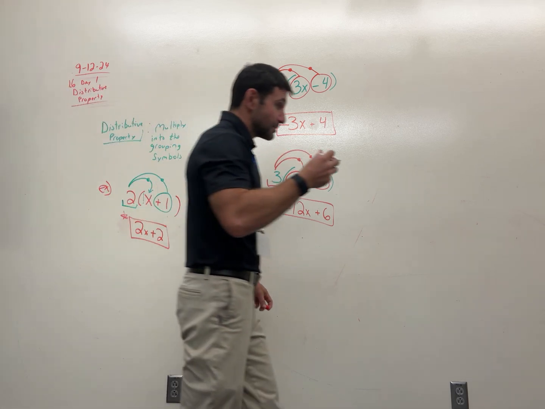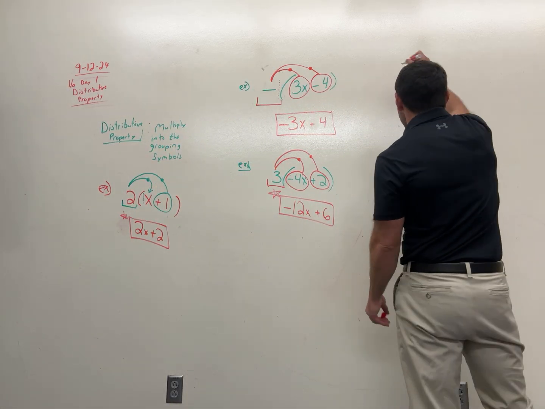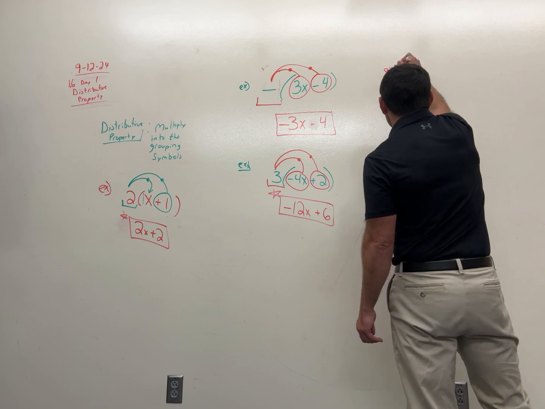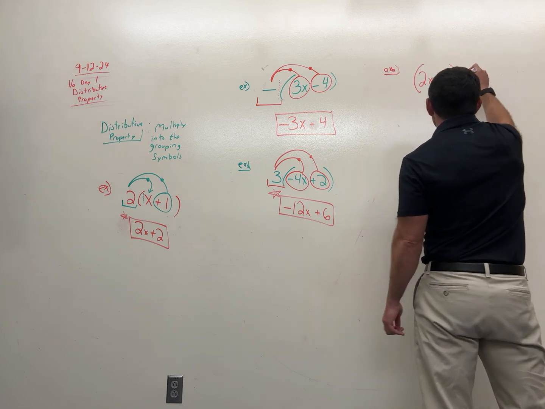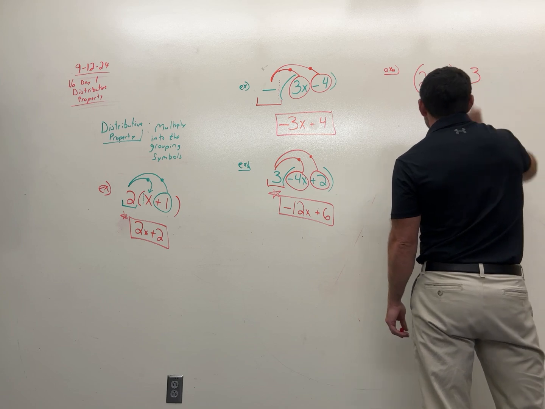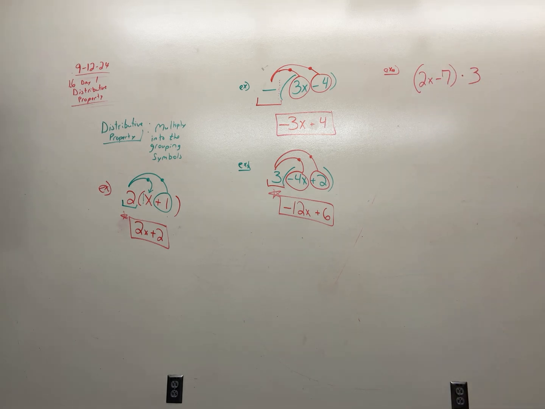Now, this is the last thing that could be confusing. 2x minus 7 times 3. What's different about this one than the others? It's on the other side.